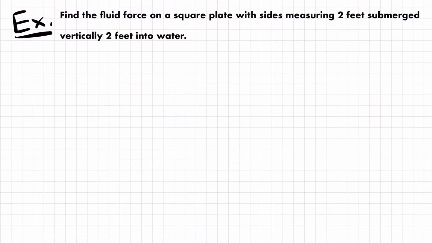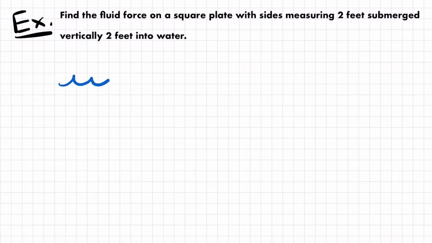So next up, we want to find the fluid force on a square plate with sides measuring 2 feet, submerged vertically 2 feet into water. All right, so now we are working with a surface that is submerged vertically into a fluid, and so we are going to need to use calculus. But before we look at the formula for fluid force when we are submerging a surface vertically, let's draw a picture for this scenario. I always recommend that you draw a picture when you're working with vertically submerged surfaces.